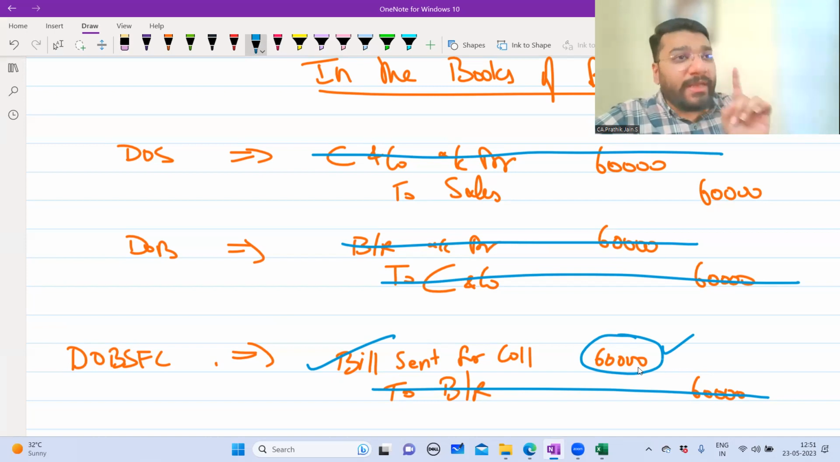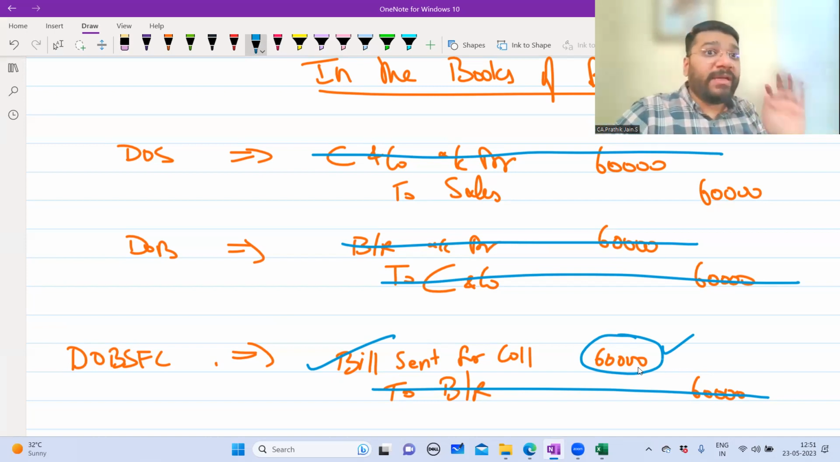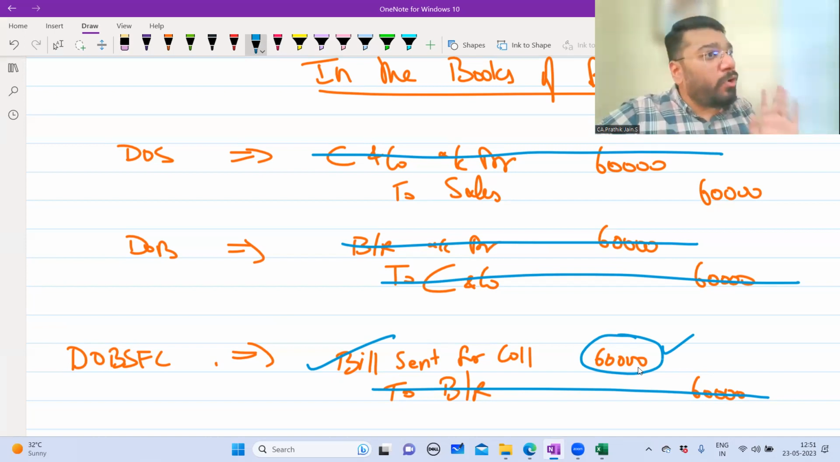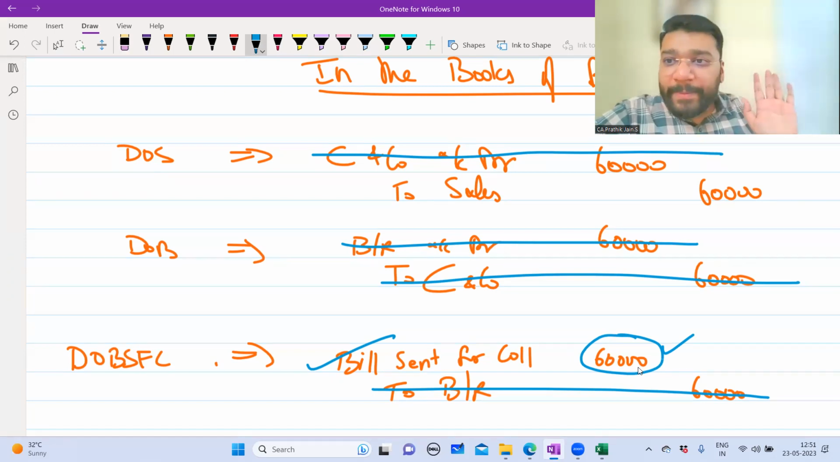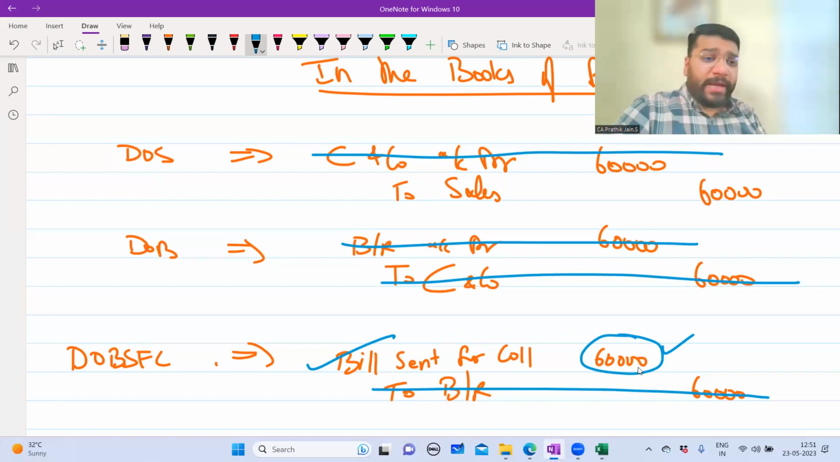So bill sent for collection, debit, means having a debit balance. If you open the ledger for bill sent for collection, it will have a balance brought down on the debit side. All of you know how to prepare a ledger? Yes, sir. Okay. Now, guys.